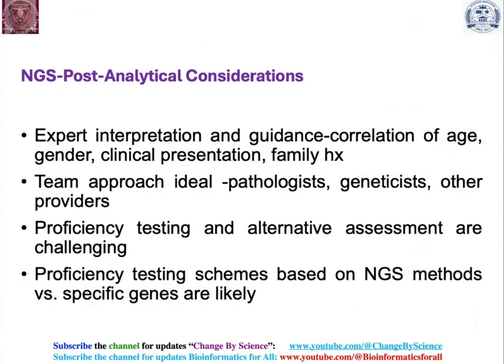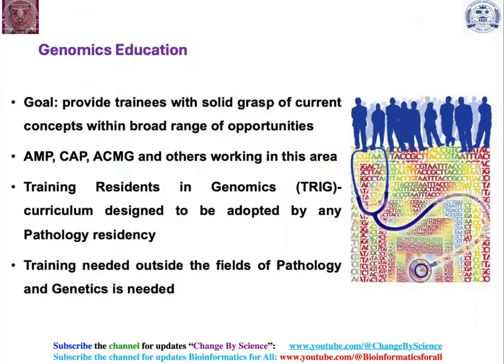Proficiency testing and alternative assessments are challenging and required. Proficiency testing schemes based on NGS methods versus specific genes are likely. So, genomic education: the goal is to provide trainees with a solid grasp of current concepts with a broad range of opportunities. AMP, CAP, ACMG, and others are working in this area. Training residents in genomics: a curriculum designed to be adopted by any pathology residency. Training is needed outside the fields of pathology and genetics as well.